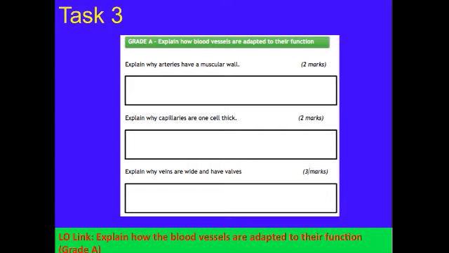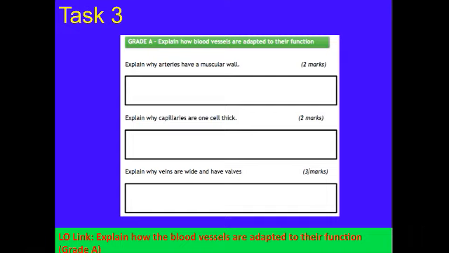Okay, for task 3 then, you need to explain how each of these blood vessels are adapted to their function. Now this is 2 marks for arteries, 2 marks for capillaries, and then 3 marks for veins, because we're talking about how the veins are wide, the type of blood that we will be getting flowing through those veins, and the function of the valves as well. So I want you to think about that when you're answering the vein question in particular.